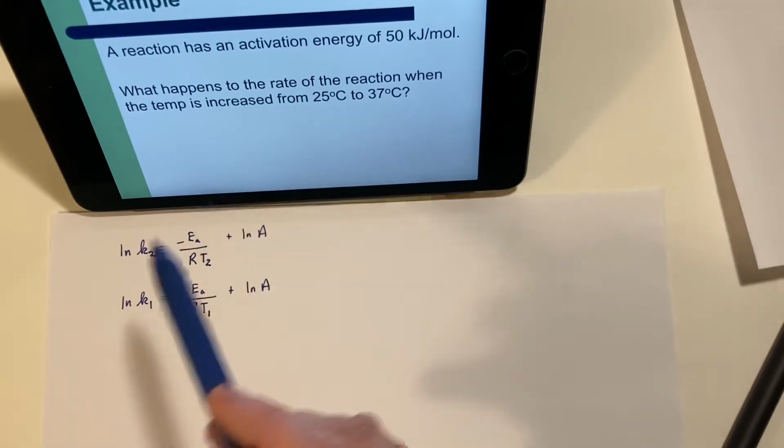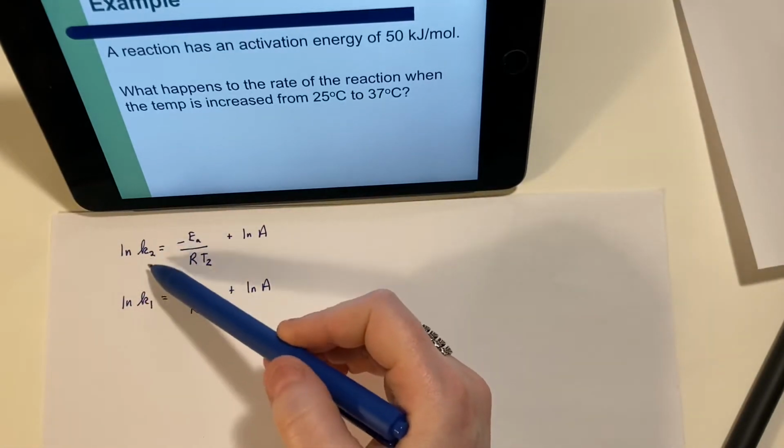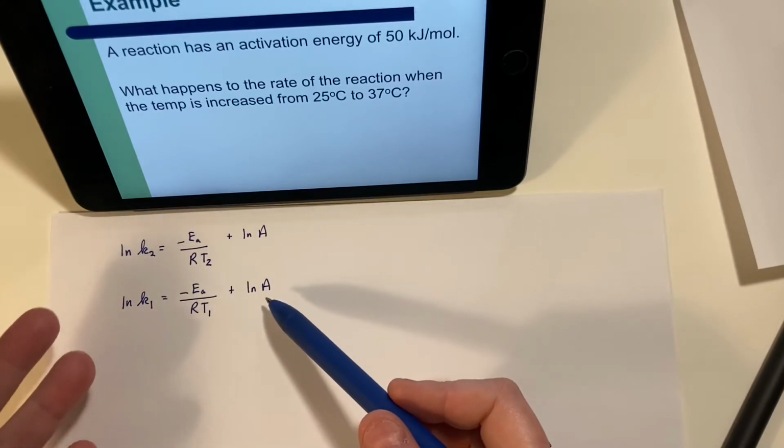Okay, so what happens to the rate? I've got my two temperatures. I guess I want to know the relationship between these rate constants. So let's combine the two equations. We do that a lot.